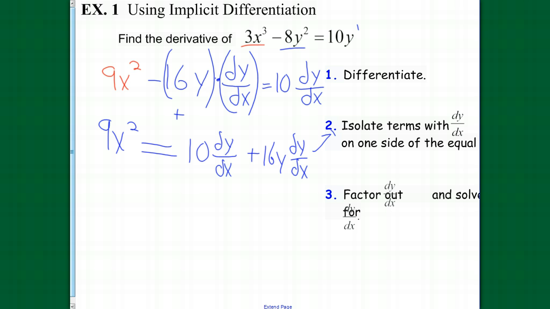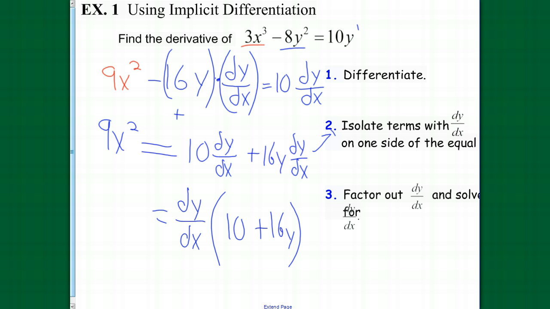Okay, then what it says in step 3 is to factor out the dy over dx. So if you look at these two terms on the right side of the equal sign, they both have a factor of dy over dx. So I'm going to factor that out. What I'm left with is 10 from that first term plus 16y from the second term. And that equals 9x squared.